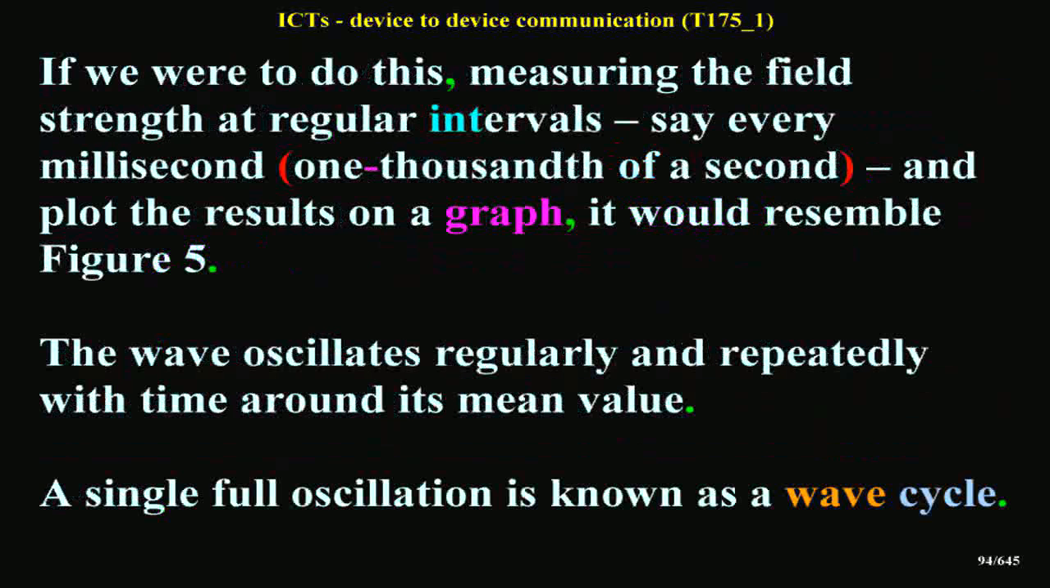If we were to do this, measuring the field strength at regular intervals, say every millisecond, 1/1000th of a second, and plot the results on a graph, it would resemble Figure 5. The wave oscillates regularly and repeatedly with time around its mean value. A single full oscillation is known as a wave cycle.